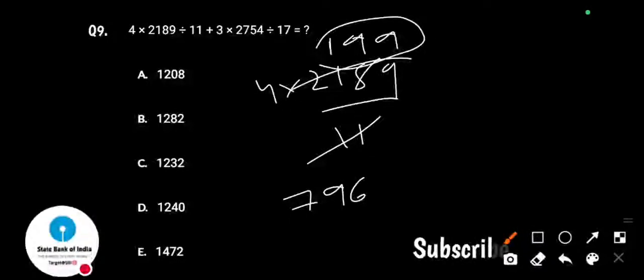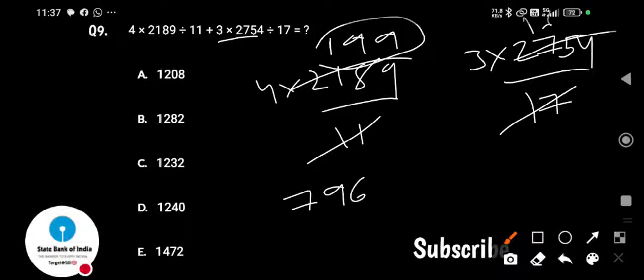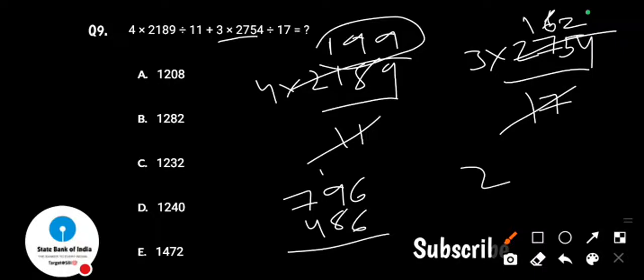Okay, 796. And here we have 3 into 2754 divided by 17. 17 1 times 17, 105. 105 means 6 times 102, and 34 2 times. So we have 162 into 3 times. 3 2 times will be 6. 3 16 times, which will be 48. So the sum of these two we have 12. 9 9 18. 8 plus 4 12. So 128, option B is our answer.